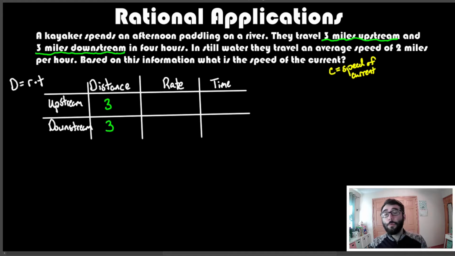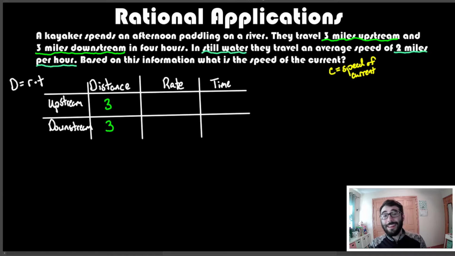Now, if we go through this problem and really pick apart all the information, we see that they traveled 3 miles upstream and 3 miles downstream. So I'm going to fill in the distance portion of this table with 3 for both upstream and downstream since they traveled the exact same distance. Now, the rate is a little bit more tricky.